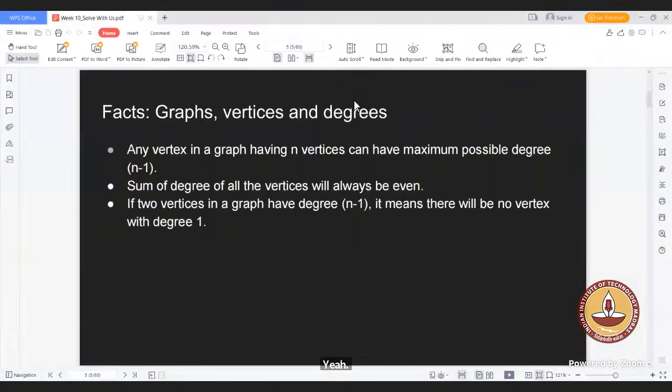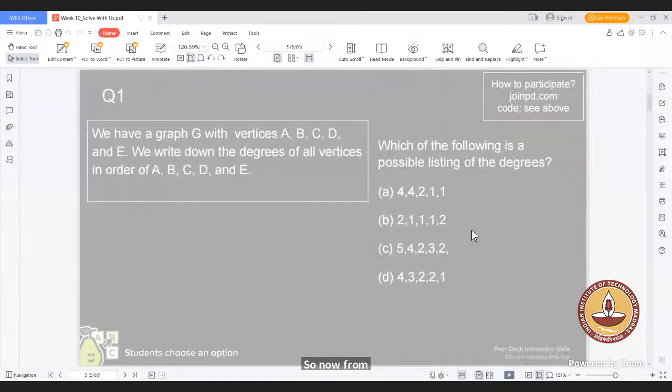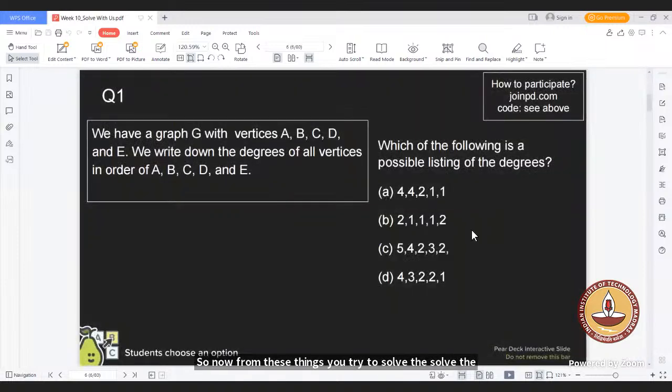So now from these things, you try to solve the first question. They are saying A, B, C, D, E are the vertices, and the degree of each vertex is written in order, and they are asking which of the following options can be a possible listing of the degrees. So if you got the answer, post it in the chat box.